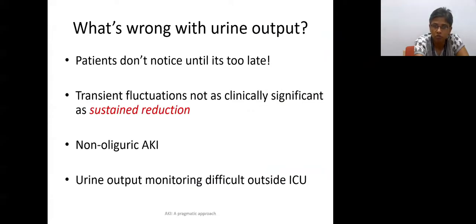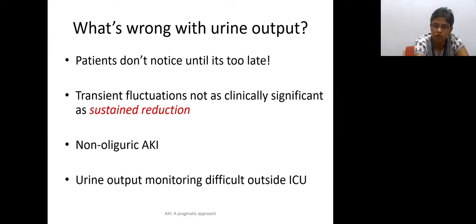What's wrong with urine output? First of all, patients often don't notice a decline in their urine output till very late. And at the same time, you would often see, for example, in the ICU that the output may be low for a couple of hours. You hydrate and the urine output improves. So transient fluctuations are not as important as, say, a sustained decrease in urine output.